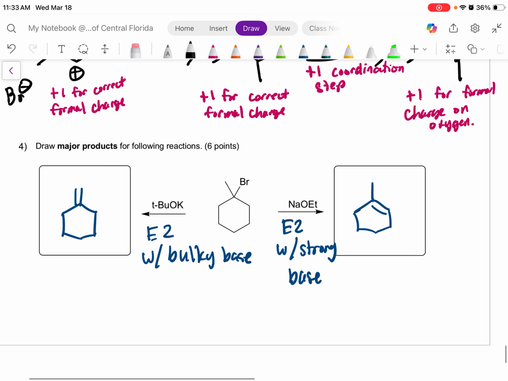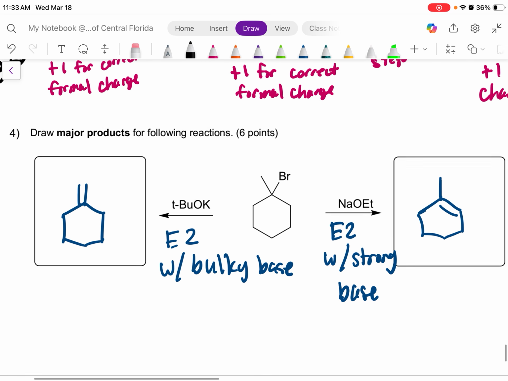And then when we take a look at this last question, we can see that we have a tertiary alkyl halide. It's attached to an sp3 hybridized carbon, so we can do reactions with it. Here we have a bulky base. Here we do not have a bulky base.